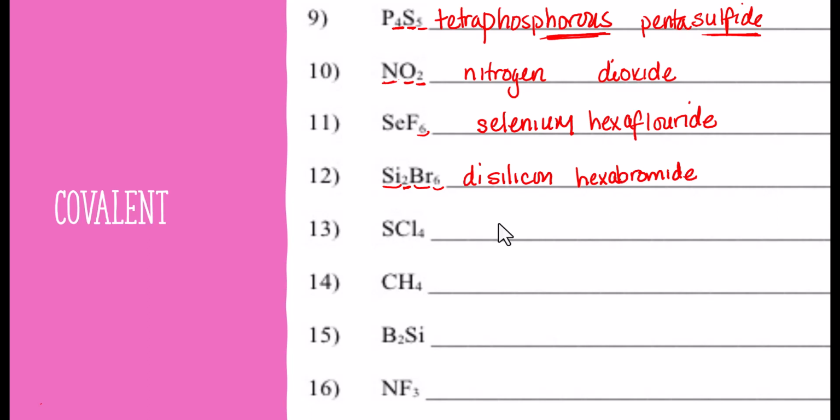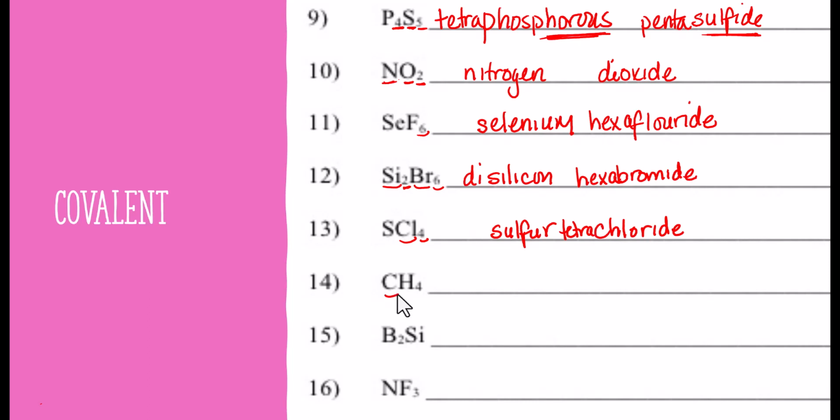Number 13, SCl4. First element is sulfur. We write the name as is. Prefix is 1 because the subscript is 1, so we don't write 1. Second element is chlorine. Drop the ending, so it becomes chloride. The subscript is 4, which is tetra. So it's sulfur tetrachloride.